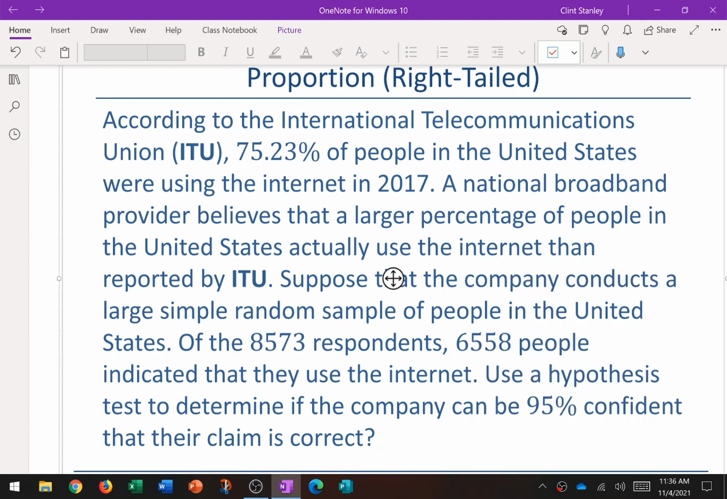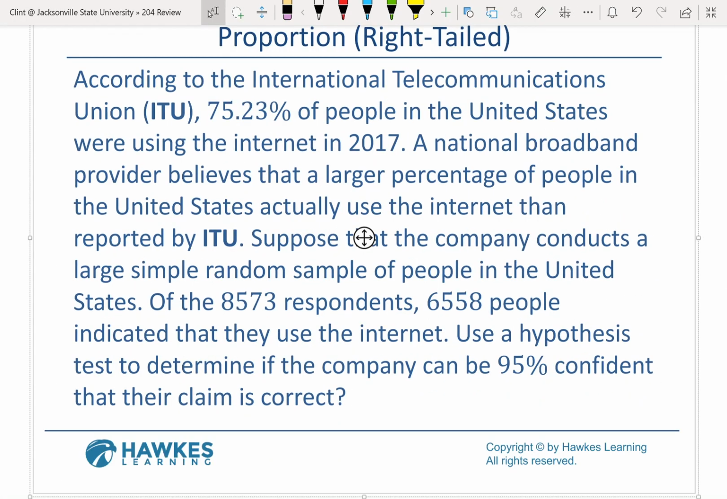Example here. Okay, this one says, according to the International Telecommunications Union, ITU, 75.23% of people in the United States were using the internet in 2017.